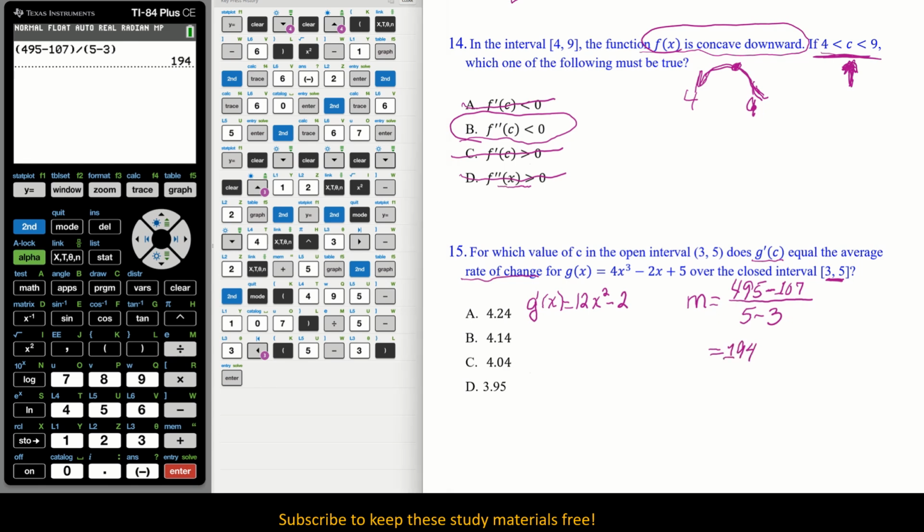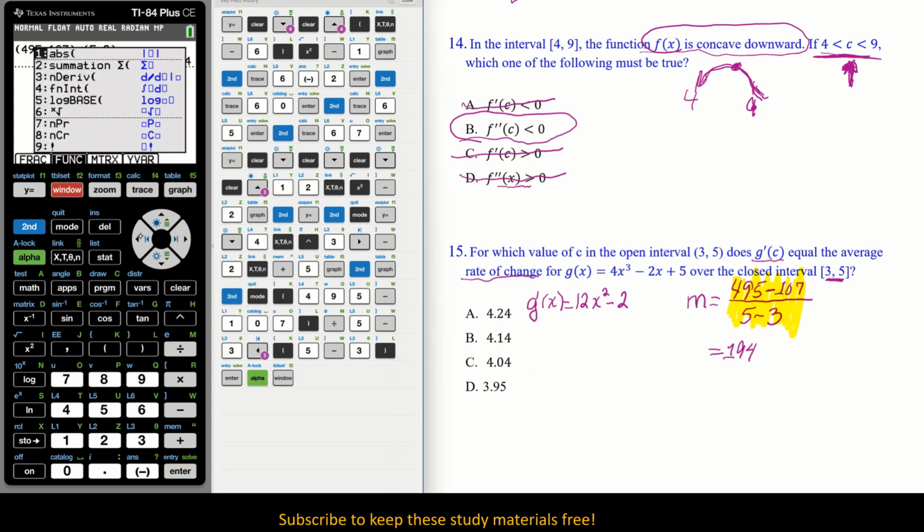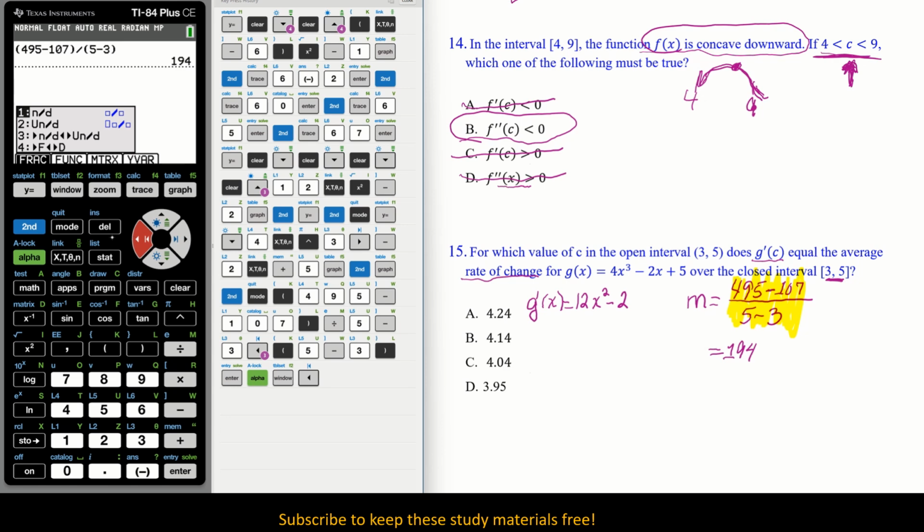Now, let me show you what I'm talking about. You may have watched other videos with me, you may have not. To do this, I want to put this setup in here, my rational, my fraction setup. Alpha, window, arrow over to the left one, and the highlighted one is what we need. Now it's all set up and I can just enter them.